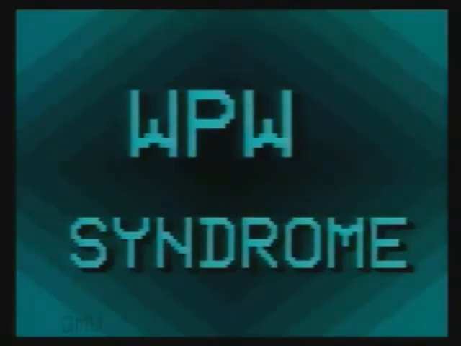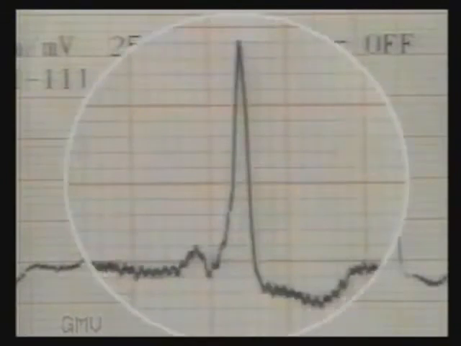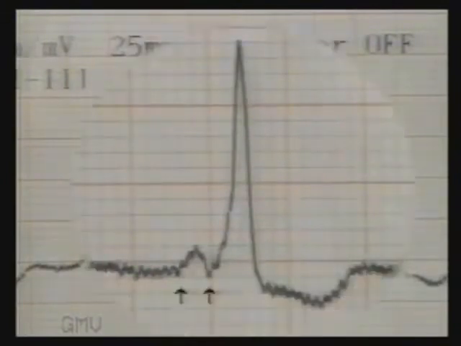WPW syndrome or Wolff-Parkinson-White syndrome. Whenever the PR interval is shorter than 3 small squares, we must rule out WPW syndrome. Now let us observe this ECG closely to study the features of WPW syndrome.